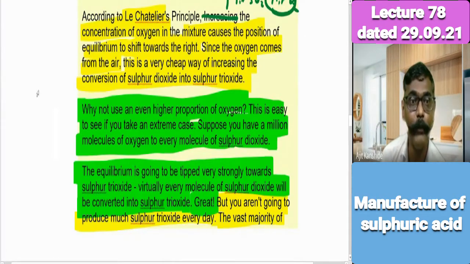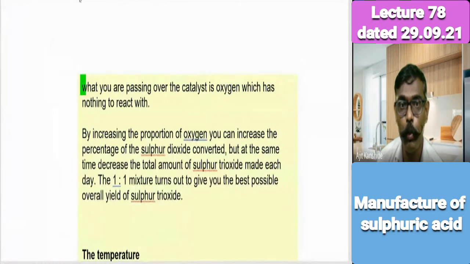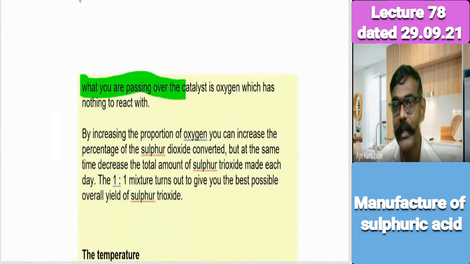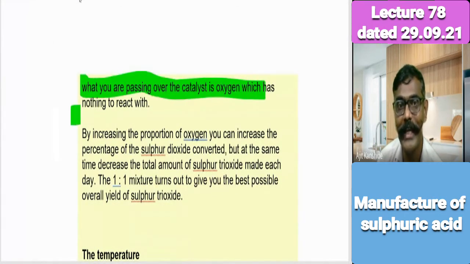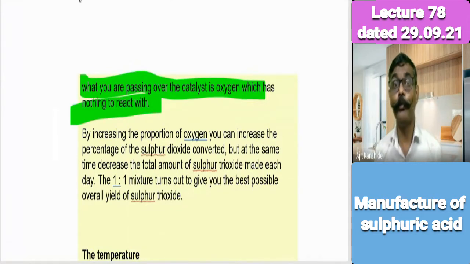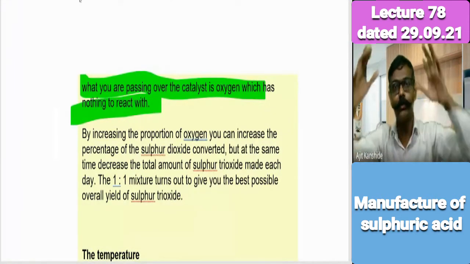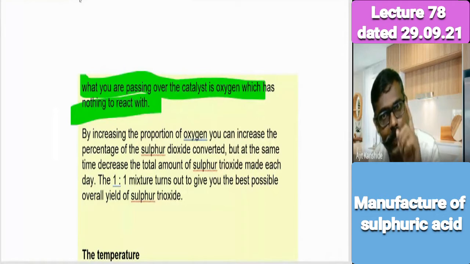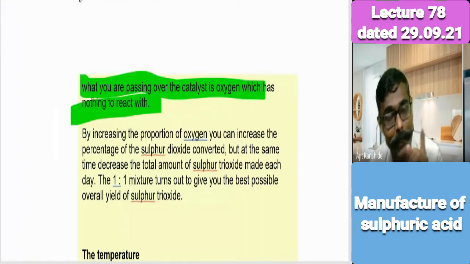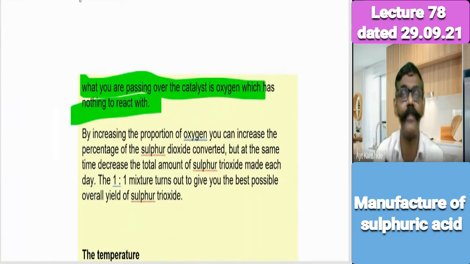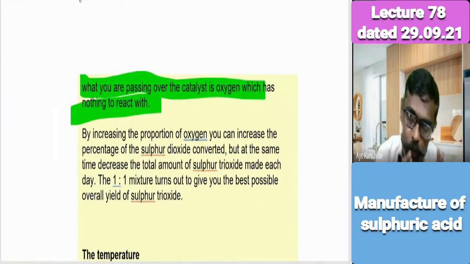So how can we improve our production? See here, what we are passing over the catalyst is oxygen, which has nothing to react. If more oxygen is there, oxygen has to react. From the spontaneity point of view it is right, but from the practicability point of view, the equilibrium maintenance point of view, it is not fair. So sufficient SO2 should be there.